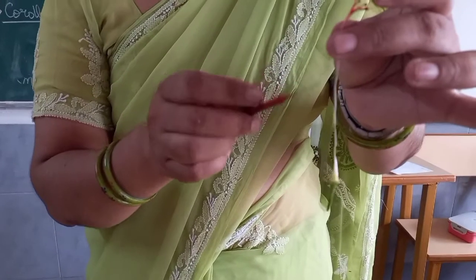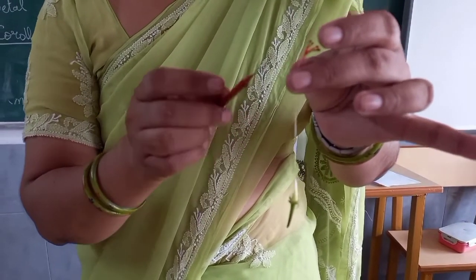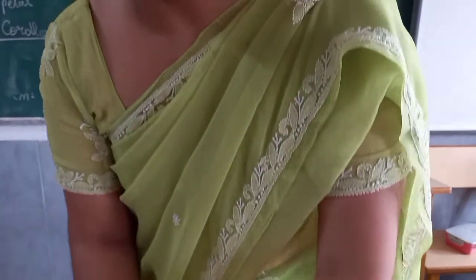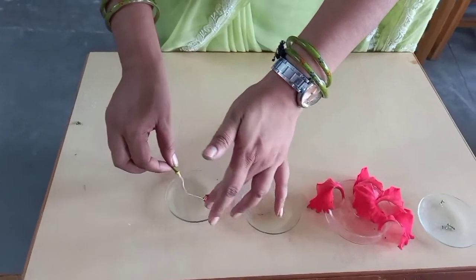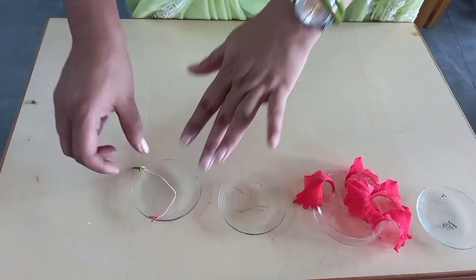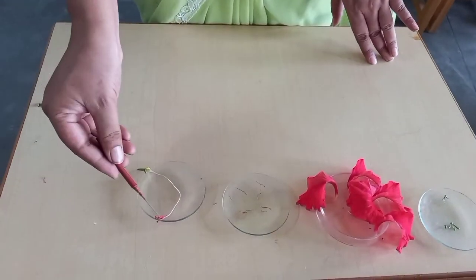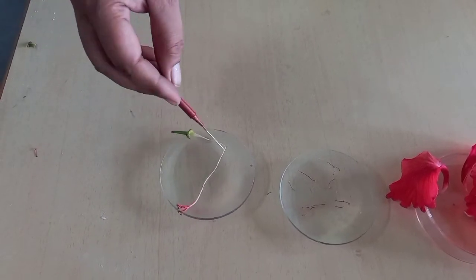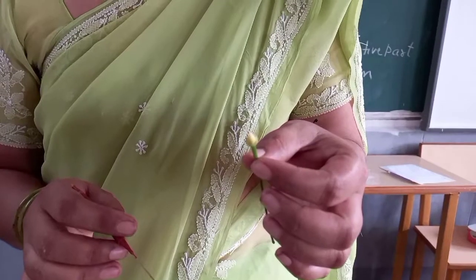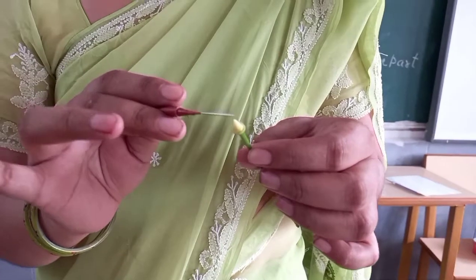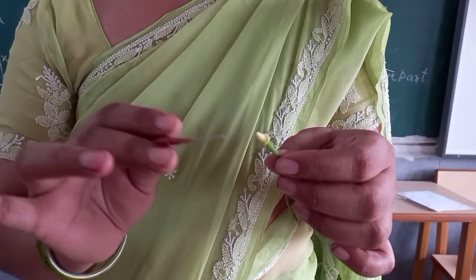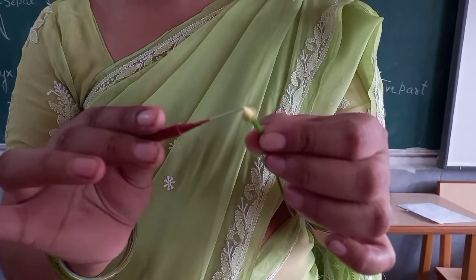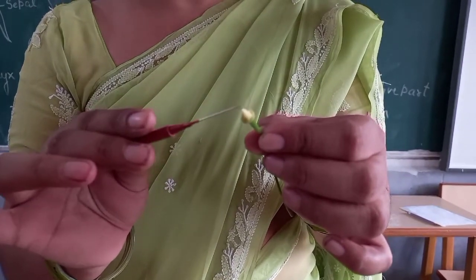So all the three structures together form the female reproductive part. Now I am keeping it here so that you are able to see it clearly. This is your stigma, this is style, and the swollen part is ovary. Now children, I have removed the style and stigma. Now only the ovary is present. This is the swollen part, that is the ovary.